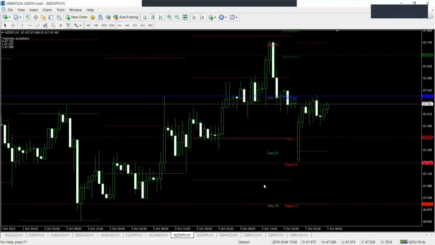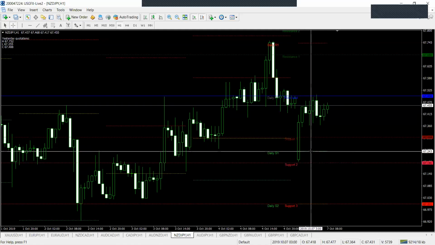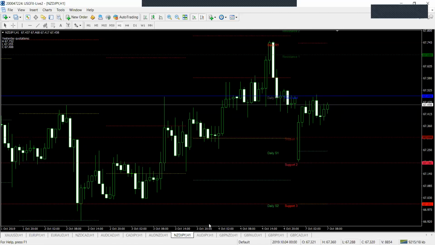Alright? NZD JPY, na-reach na kaninang umaga. First thing in the morning, 6 a.m., na-reach na kagad yung daily S1. And look, not only na-close niya yung gap, but at the same time, sa mga gumising nang maaga, nag-profit sila ng 25 pips. Ayan, AUD JPY, moving on.